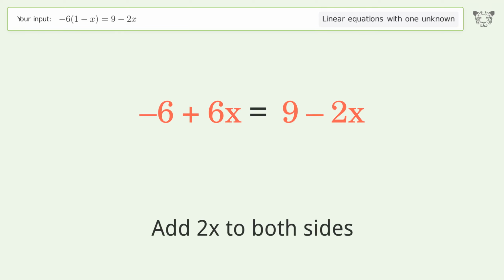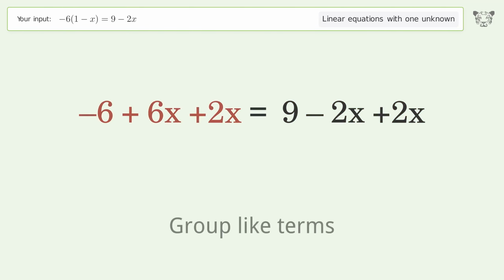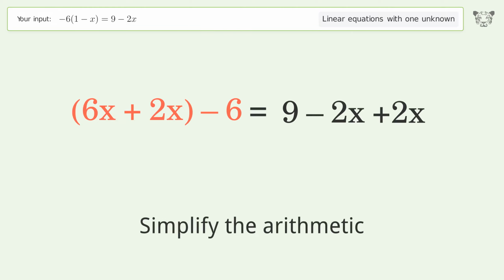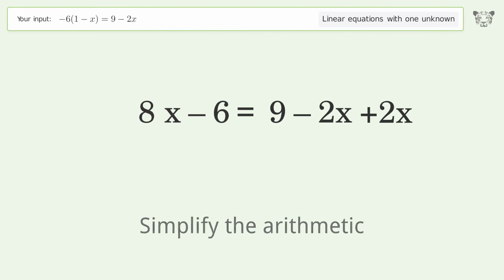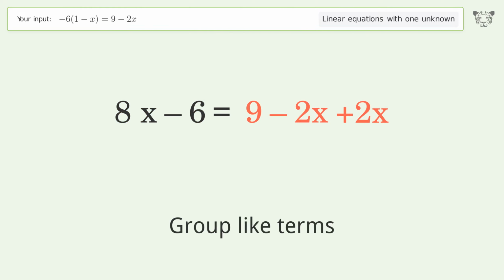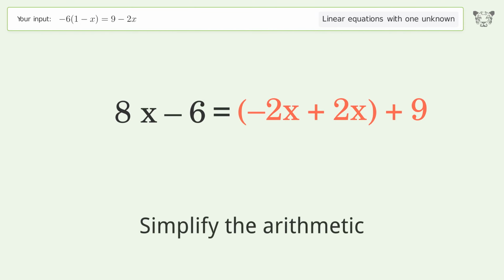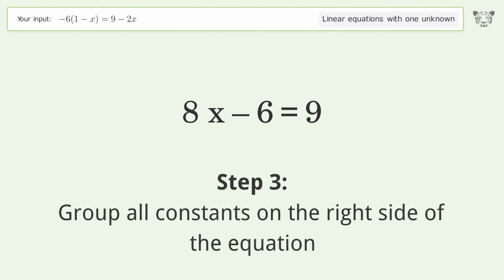Add 2x to both sides. Group like terms. Simplify the arithmetic. Group like terms. Simplify the arithmetic. Group all constants on the right side of the equation.